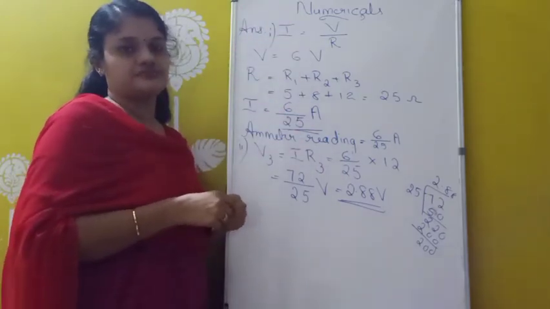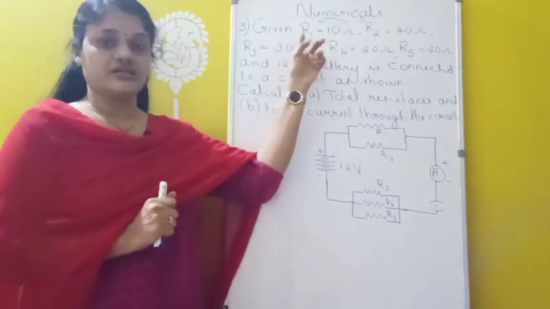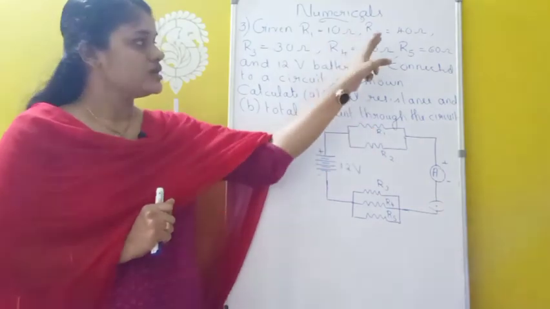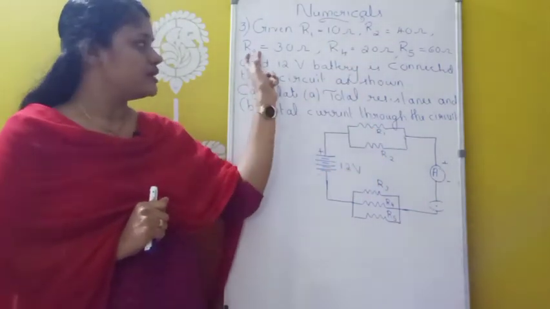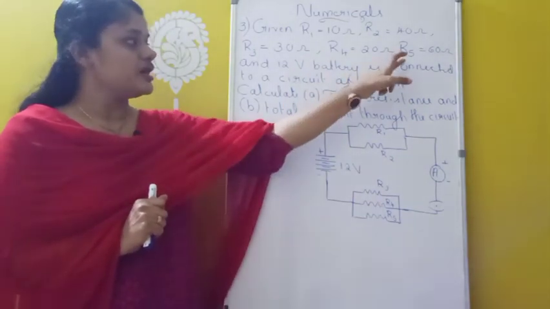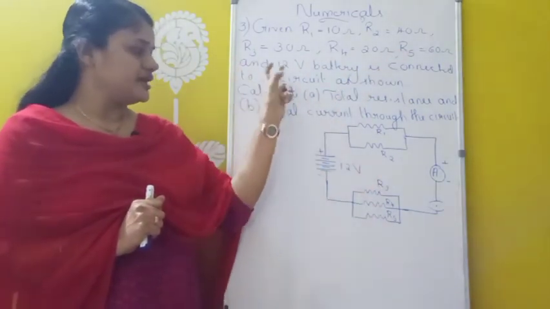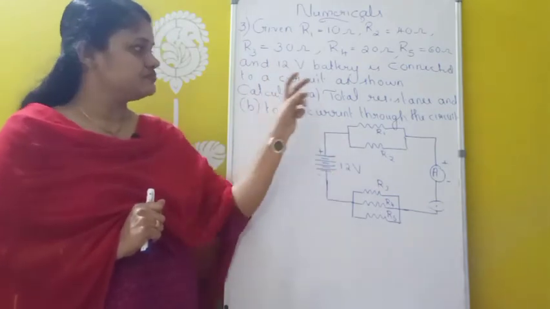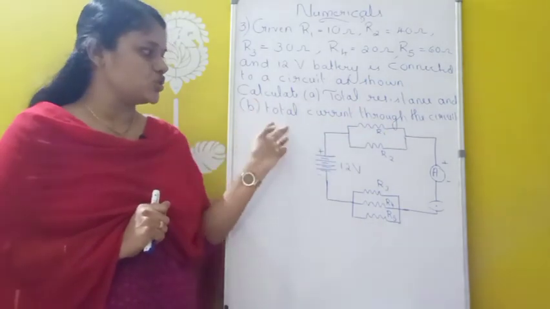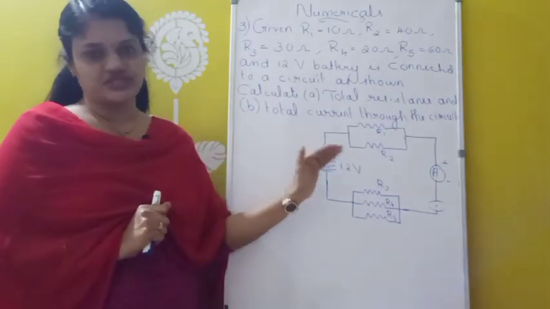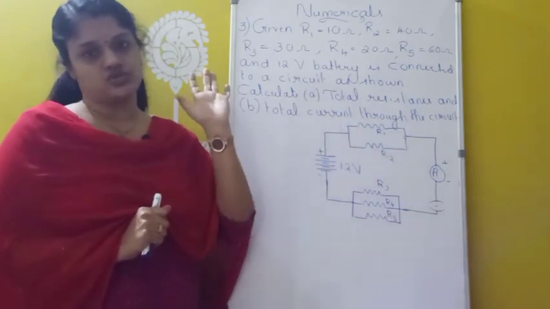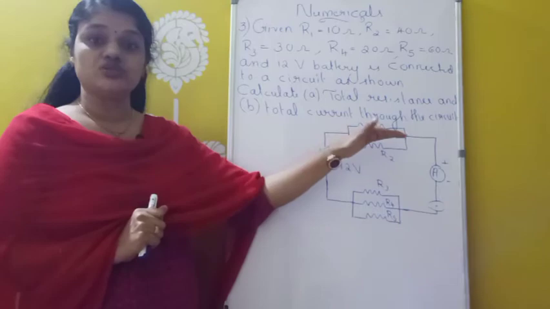Okay. Third problem. Given R1 equals 10 ohm, R2 equals 40 ohm, R3 equals 30 ohm, R4 equals 20 ohm, R5 equals 60 ohm, and a 12 volt battery is connected to the circuit. Then we have to find the total resistance as well as the total current passing through the circuit. So first of all we have to find the total resistance.